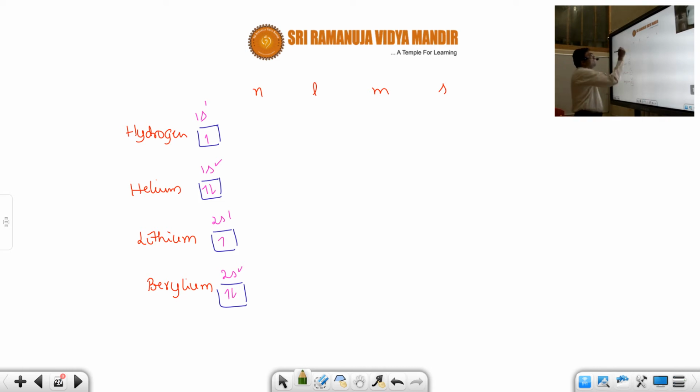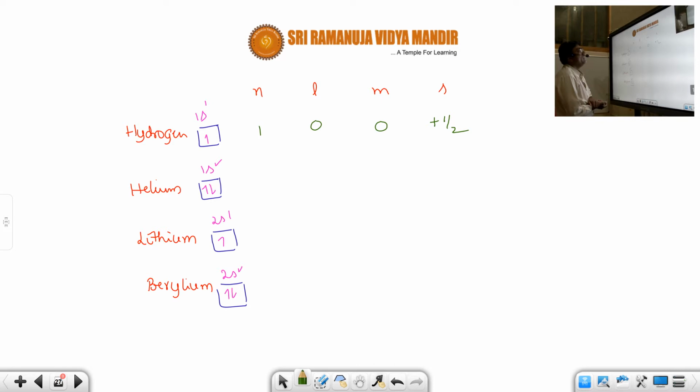What is the N value, students? The N value for hydrogen is 1. The L value for the s orbital is 0. The M value will be 0 only, because there is no orientation for the s orbital. And it is up. Up means plus half, clockwise. So, 1, 0, 0, plus half are the quantum numbers for hydrogen.